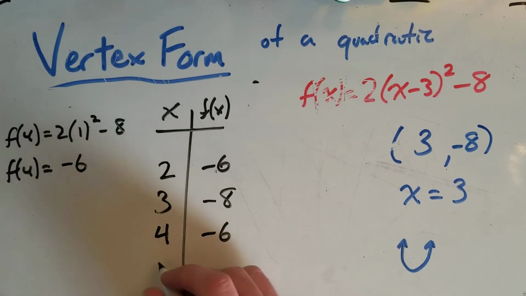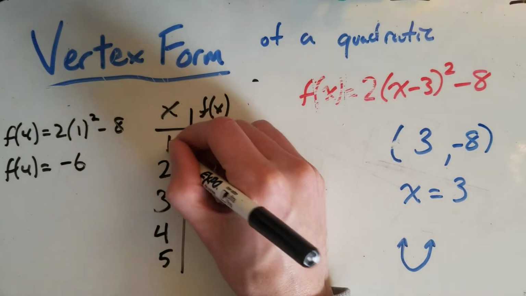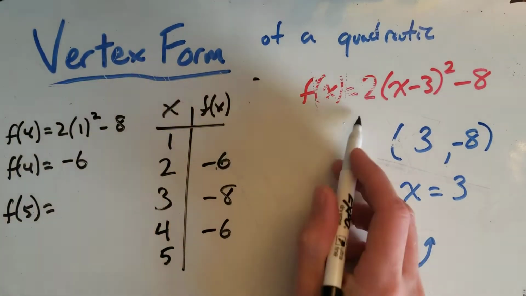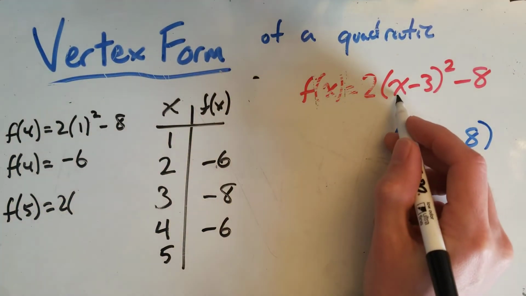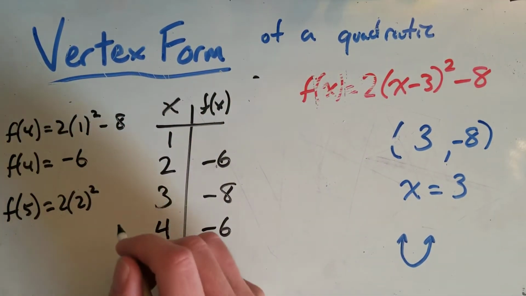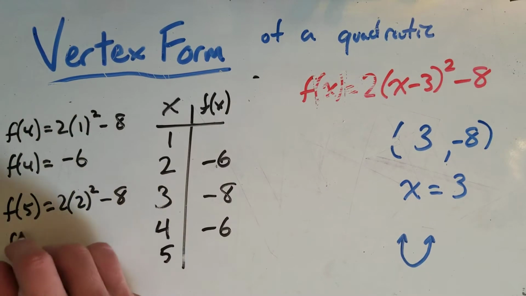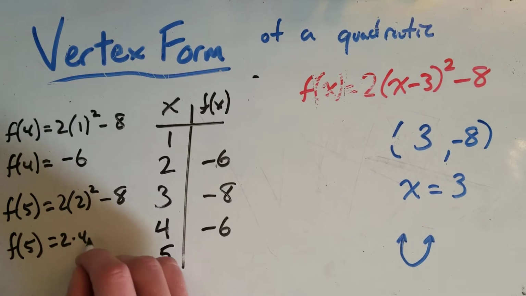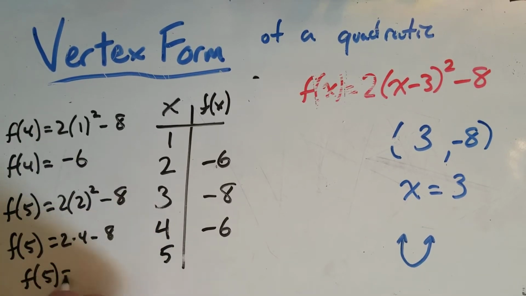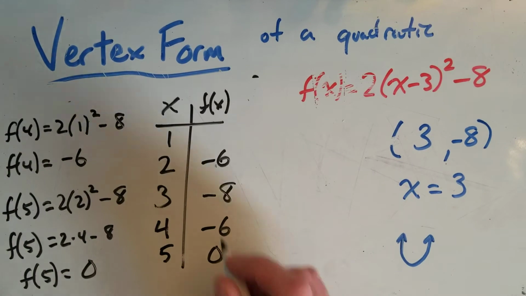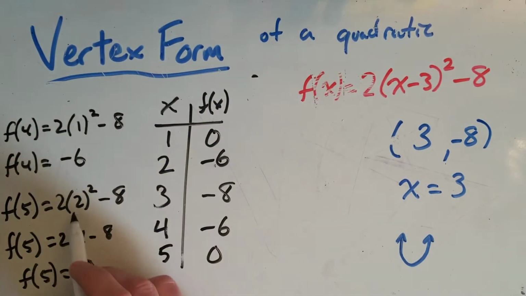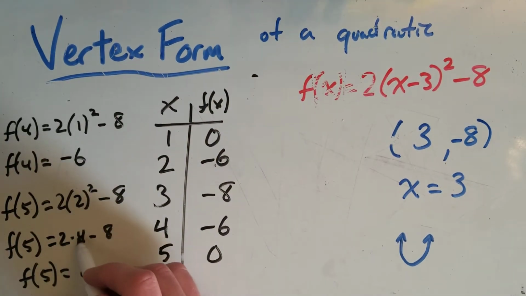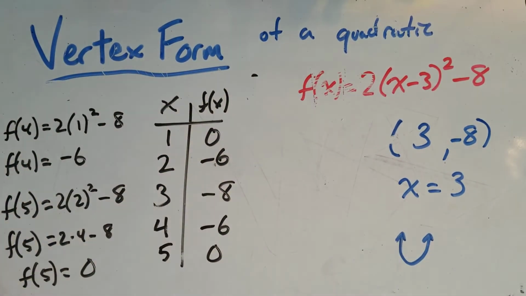Since we did 4 and 2, let's just do 5, and then 1 in the other direction would be 1. So if you put f of 5 into the function, you're going to have 2 times 5 minus 3 is 2. So 2 times 2 squared minus 8. So f of 5 is going to be 2 times 2 squared, which is 2 times 4, minus 8. So f of 5 should equal 0. If you had put 1 in here, you would have ended up with 1 minus 3, so it would have been negative 2 squared, which ends up being positive 4 anyway. That's why they're going to have the same output here.